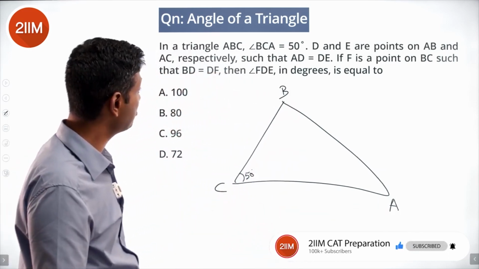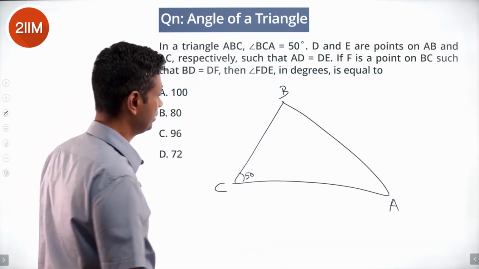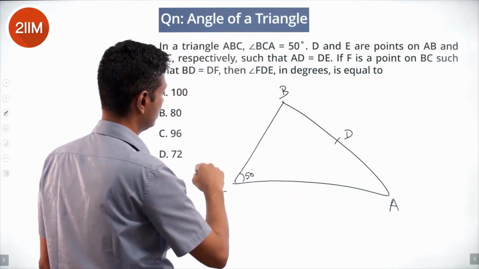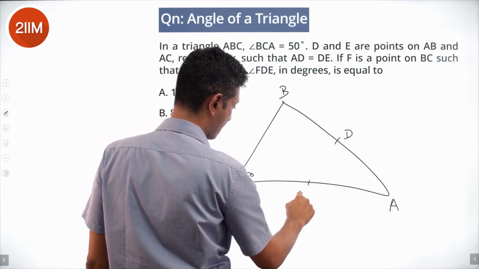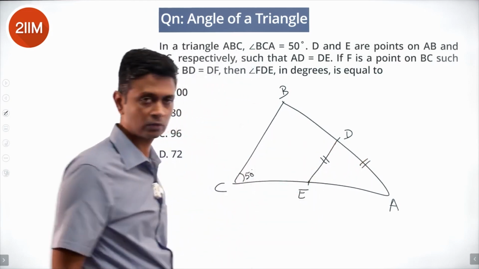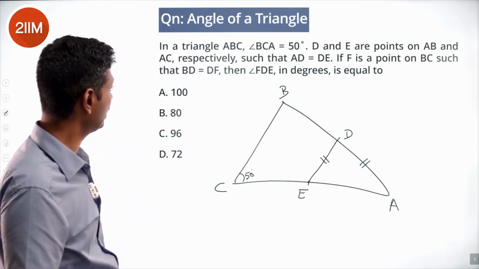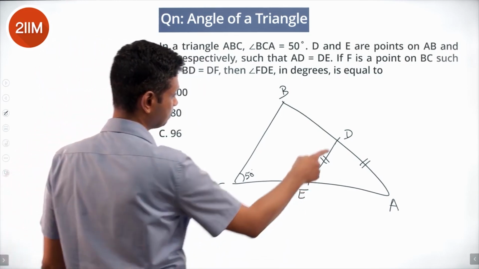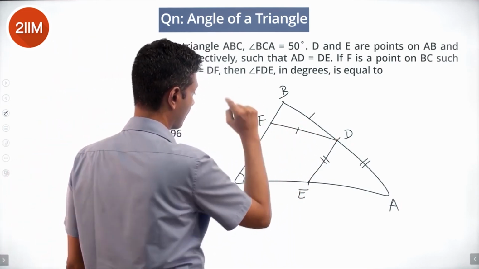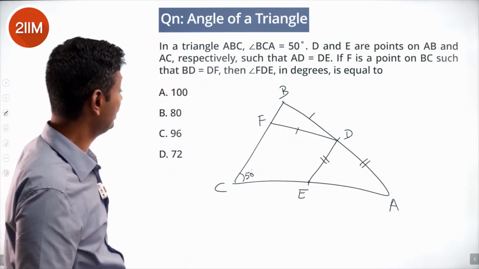D and E are points on AB and AC respectively, such that AD is equal to DE. Nice. F is a point on BC such that BD is equal to DF. Find angle FDE in degrees.